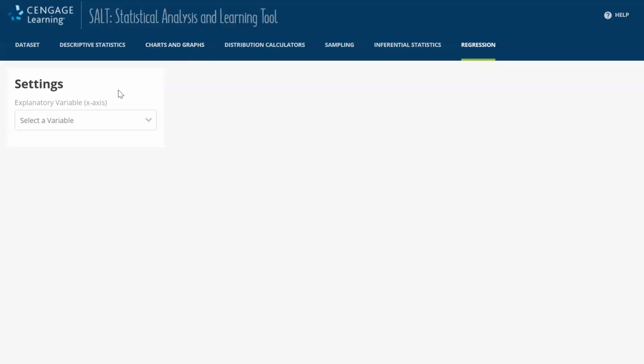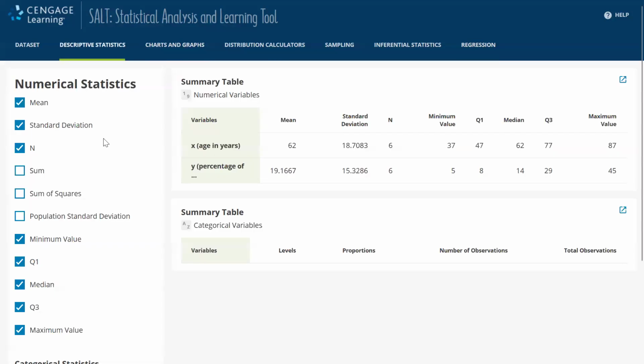Now, first of all, for X bar and then Y bar, I could always go to basic, descriptive statistics. And then look, I've got 62 for my X bar, the mean, and then 19.1667 for my Y, the percentage. So I have that here. And I have the standard deviation for X, standard deviation for Y, but I only need the mean here.